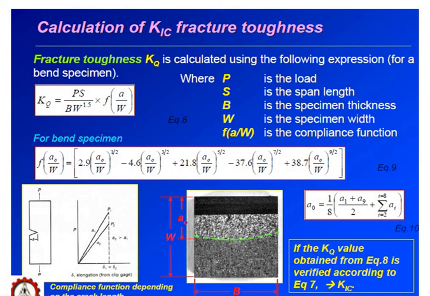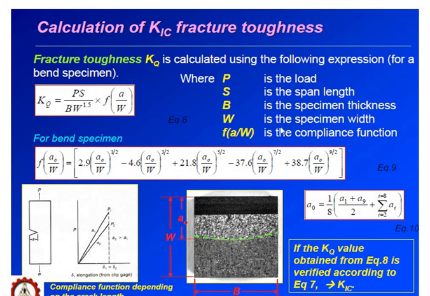Fracture toughness is calculated using the following expression: KQ equals PS divided by B times W to the power 1.5, into a factor of A by W. That is specifically for the bend specimen. The factor of A by W is given by 2.9 into A0 by W. You have to learn all this. Similarly, the KQ expressions for the compact tension specimen and the bend specimen are all in the Dieter book.